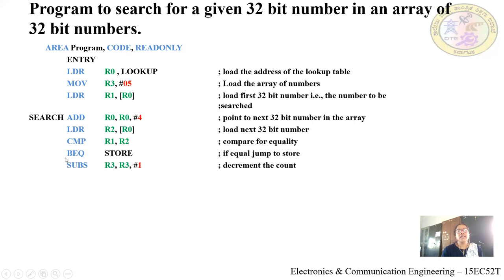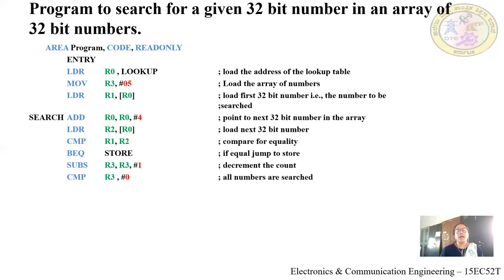If not found in the first comparison, we decrement the counter. So we have the counter in R3, we are going to decrement it. We have 5 elements in the array, and with 1 number we do one comparison. So we'll decrement the counter after each comparison.